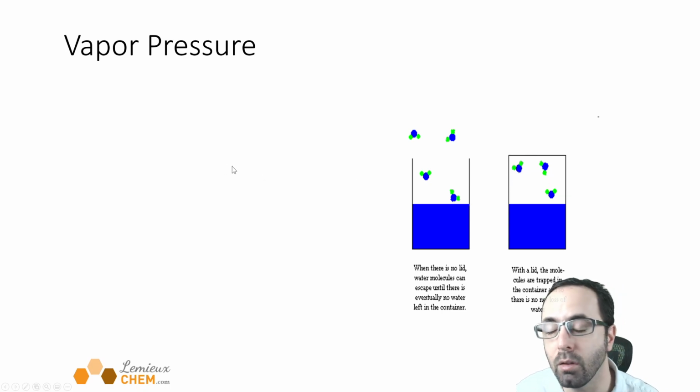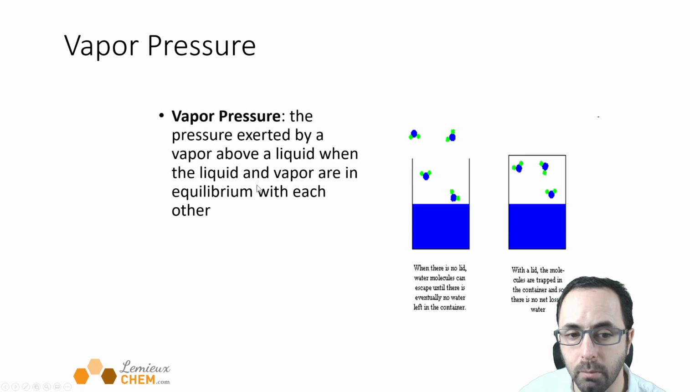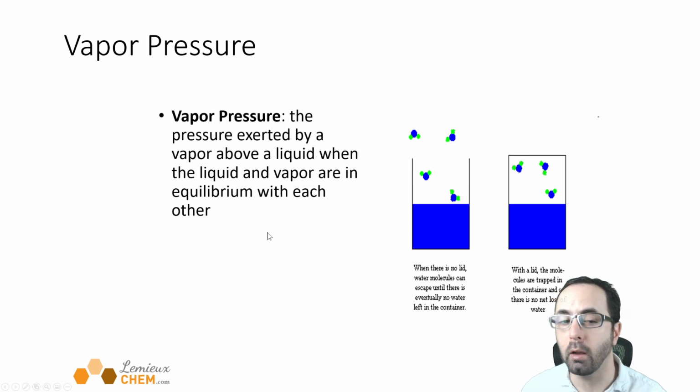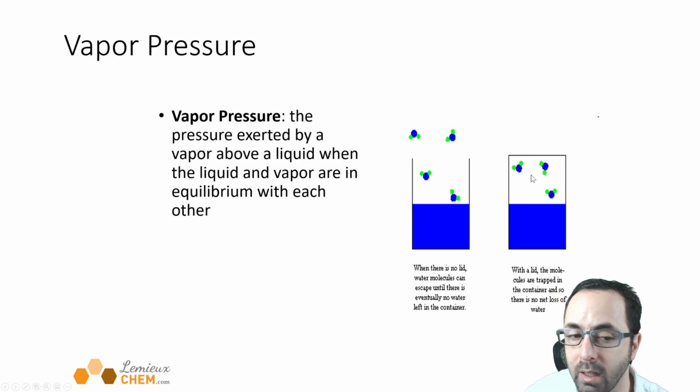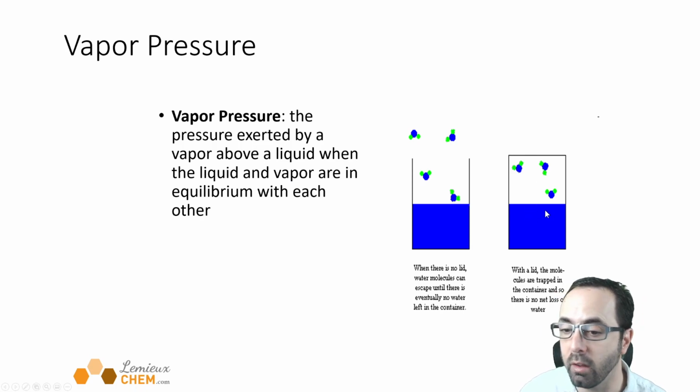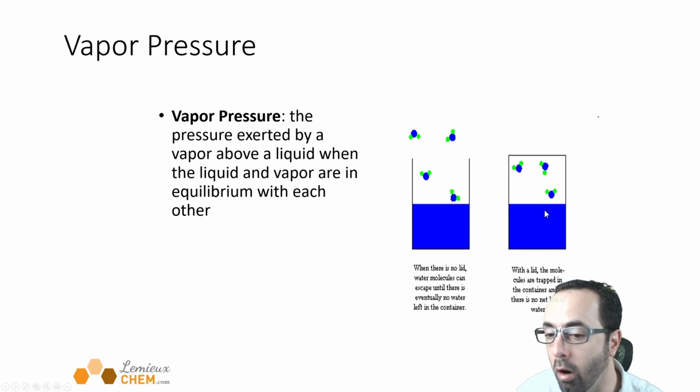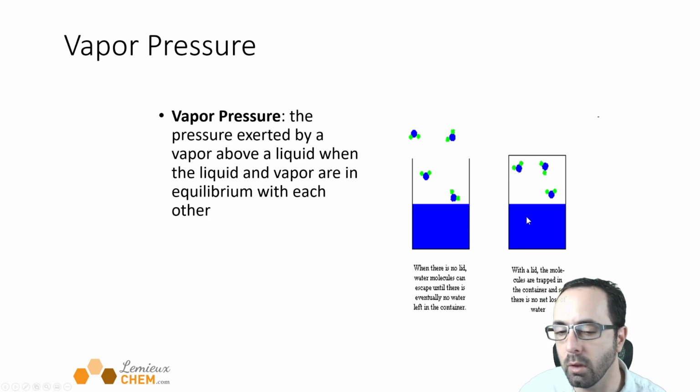This is related to the idea of vapor pressure. So vapor pressure is a pressure exerted by the vapor of a liquid above the liquid when they're in equilibrium with each other. And what this means is that there are as many molecules evaporating at any given time as there are molecules falling back into the liquid.